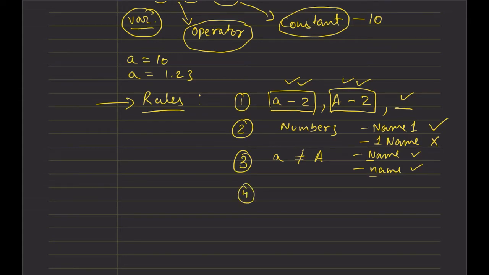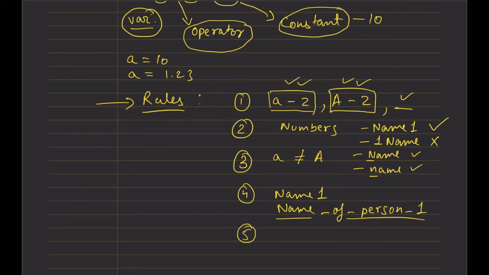The fourth rule is that the variable can be of any length, but we should keep the length of the variable name reasonable. If I write the name of a variable like this, name1, this is reasonable. But if I write the name of the variable like name_of_person_1, this is not actually reasonable. Even though it makes sense, it is not reasonable, because if you have to use it again and again, it will be hectic for you to type it again.